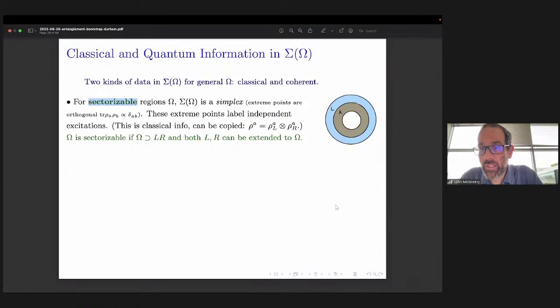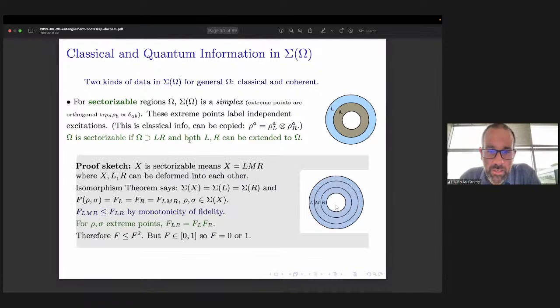So like here's a picture of the annulus. It can be subdivided into two disjoint annuli, L and R, each of which can be extended to the whole annulus. And it's really a very good definition, because for regions of this kind, it means that you can copy the information in the density matrix. By taking the reduced density matrix on R, it knows all about the information of the original state, because I can extend it back to the original state. And so in this case, the information stored in the information convex set is totally classical information, right? Classical information can be copied. That's the best definition of classical information.